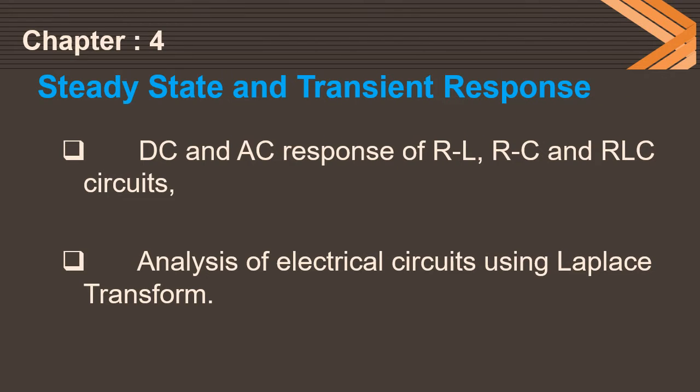In the fourth chapter we will study the steady state and the transient response. In that we will learn about AC as well as DC analysis, or you can say the AC and DC responses of circuits related to RL, RC, or RLC, the combination of the three components R, L, and C.